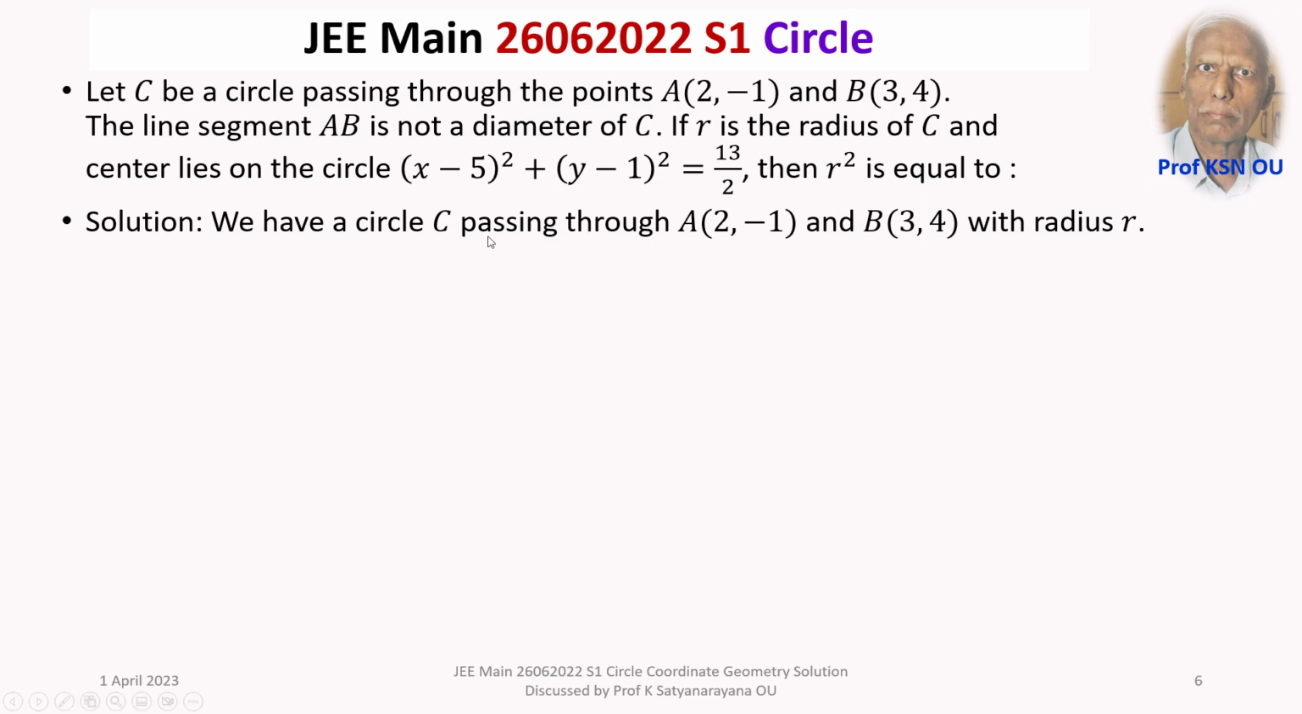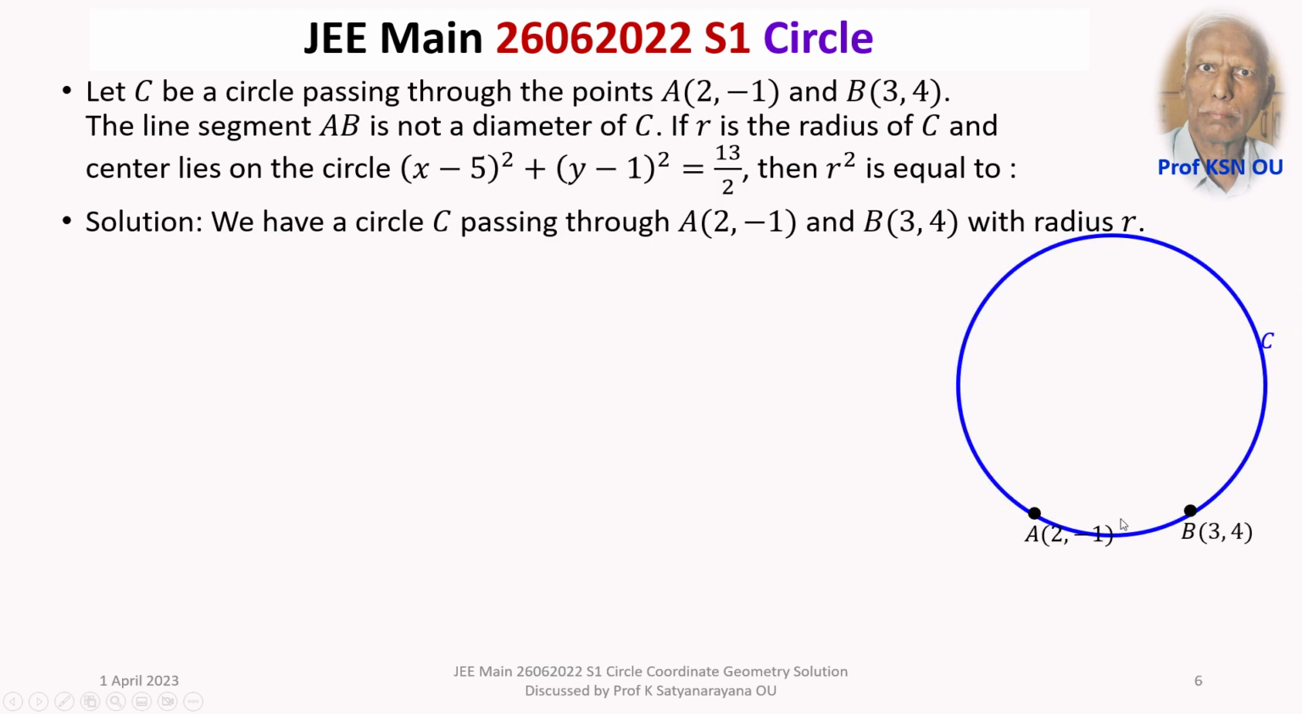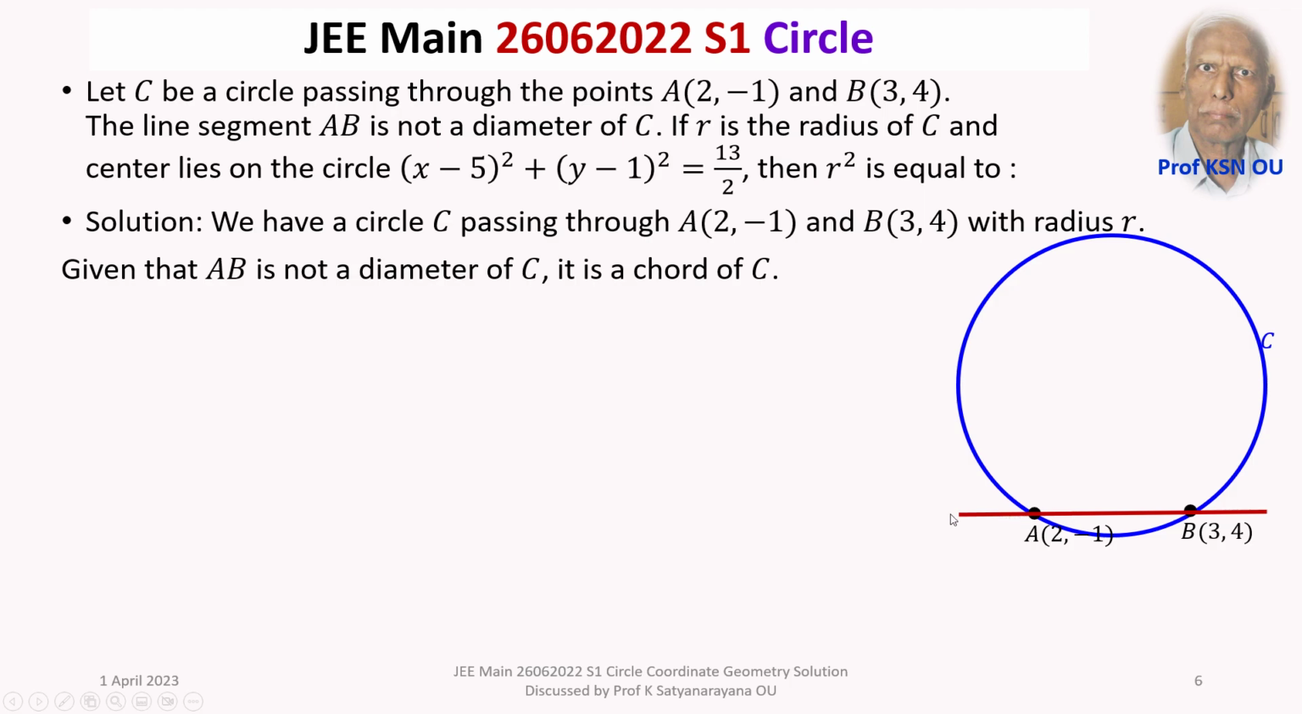We have a circle C which is passing through the points A with coordinates (2, -1) and B with coordinates (3, 4) with radius R. That's the circle C passing through the points A and B. It is given that the line segment AB is not a diameter of C and hence it will be a chord of C. It's not a diameter, it is the chord of C.